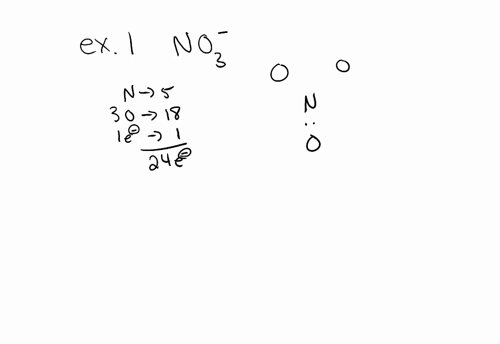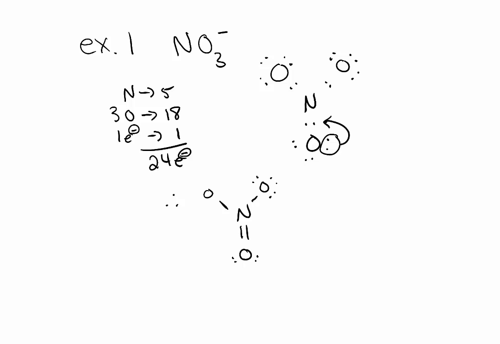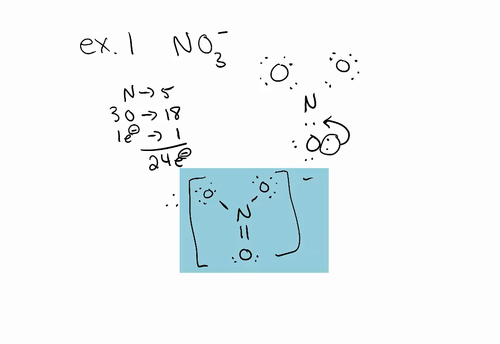And as I'm placing these electrons on, you will notice that when we get to the end, this is an example where a pair of electrons from the oxygen will have to be donated as a second bond to join to the nitrogen. So here we have our Lewis diagram.